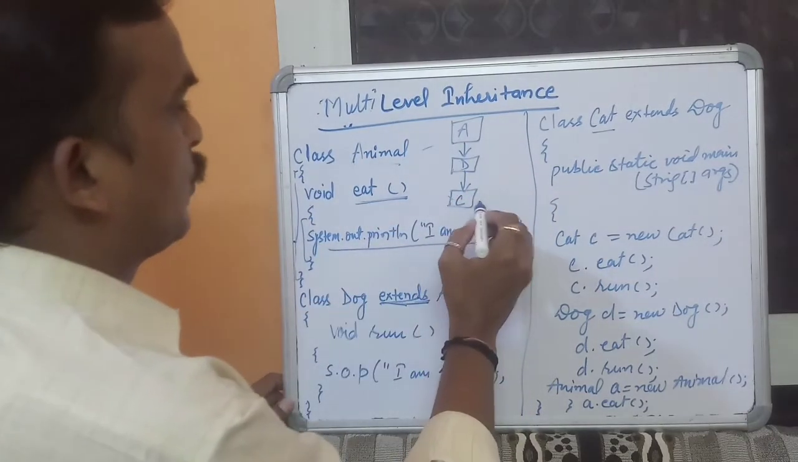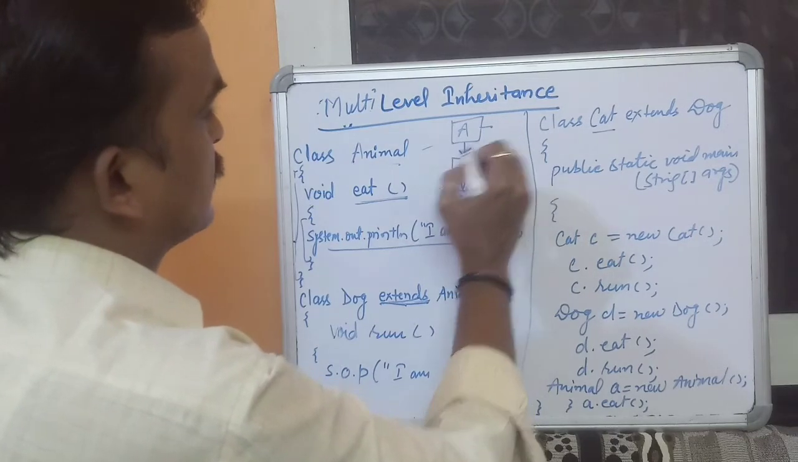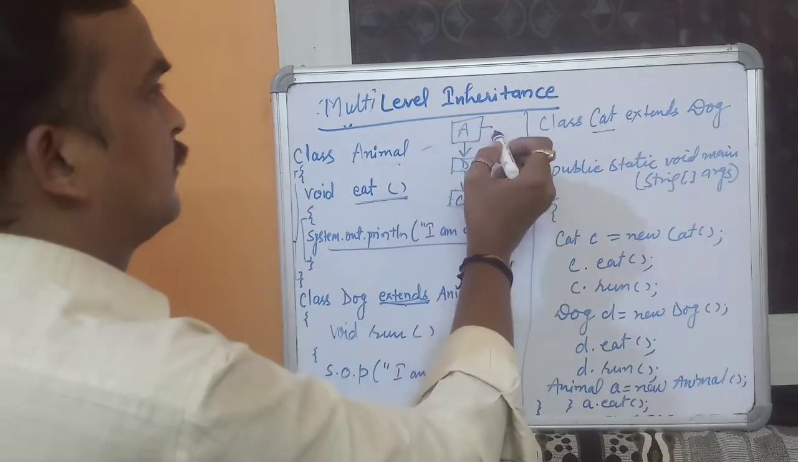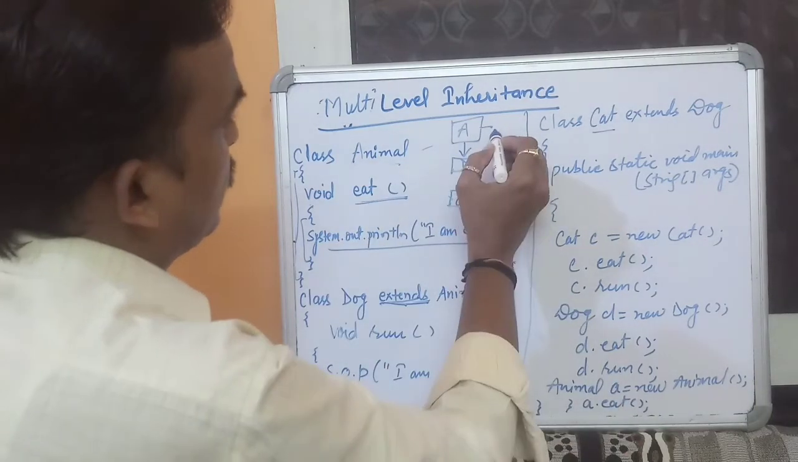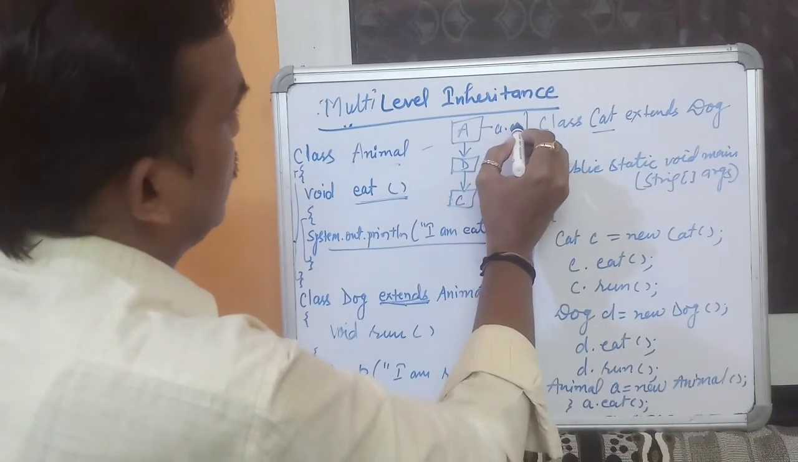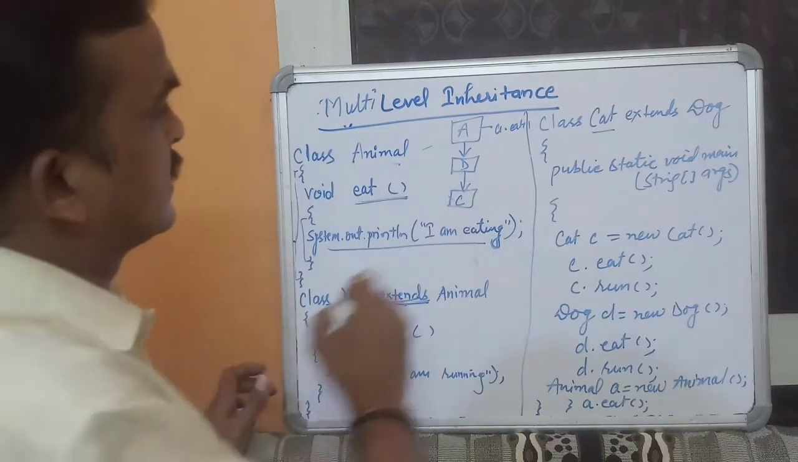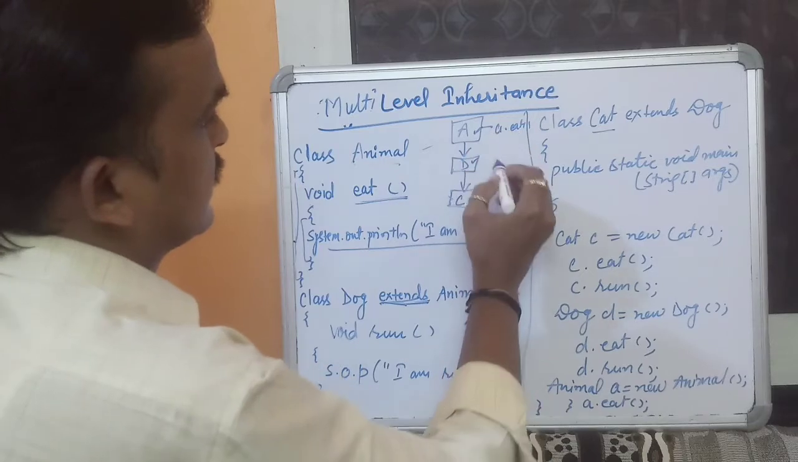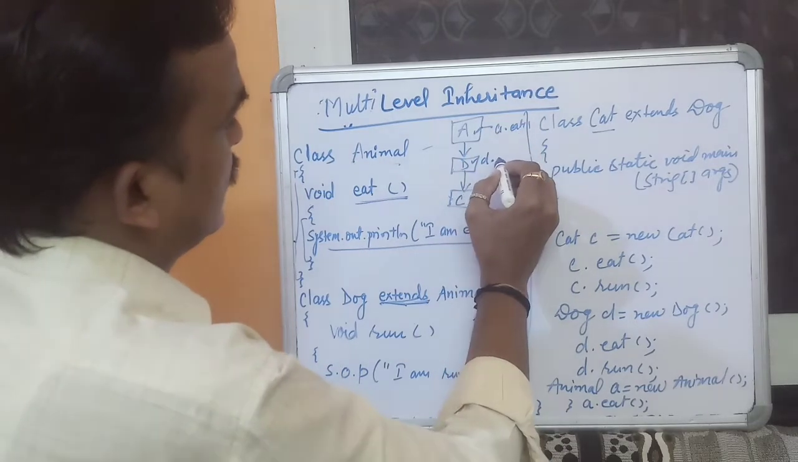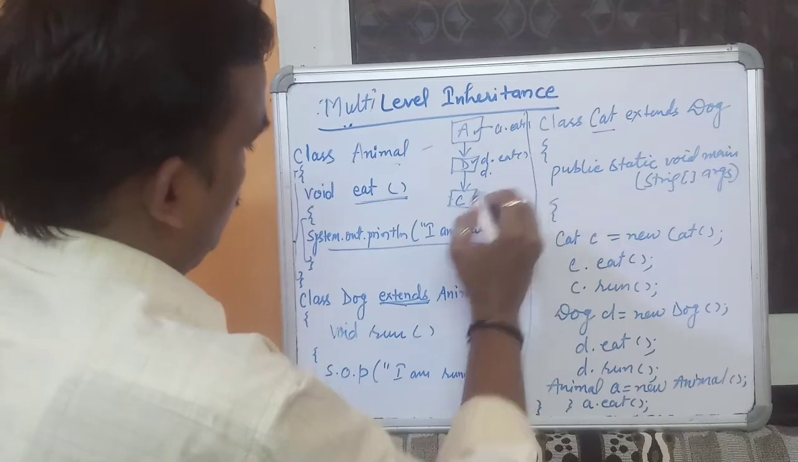So when we create the object of class A, only the class A method will be accessible by this object. So that was A dot eat. When we create a class B object, only this class object and this class method will be accessed. So here we use B dot eat and B dot run.